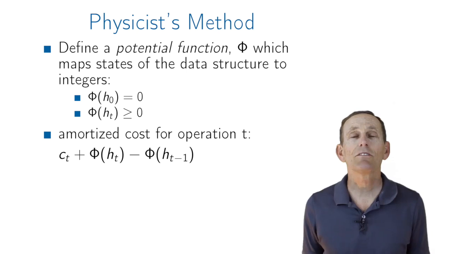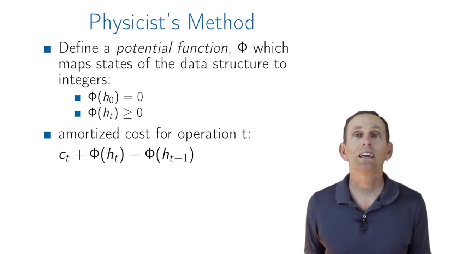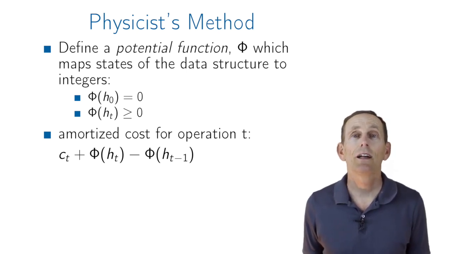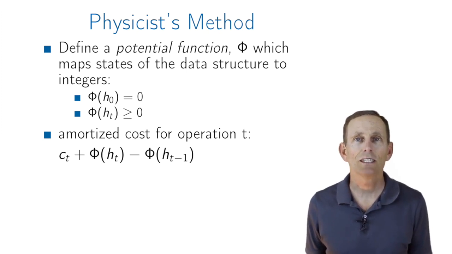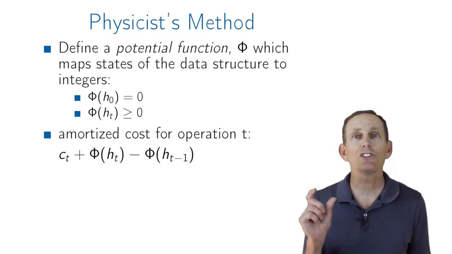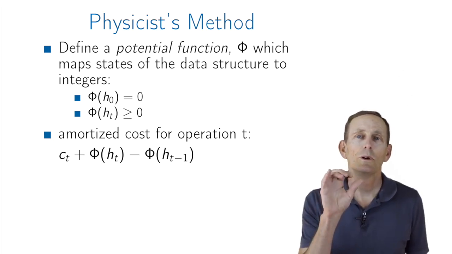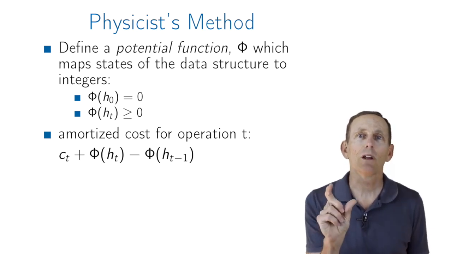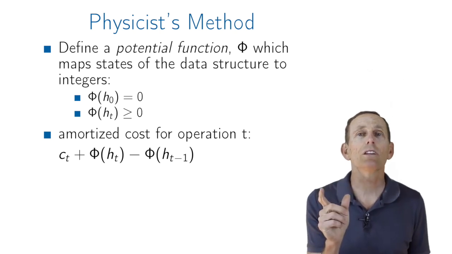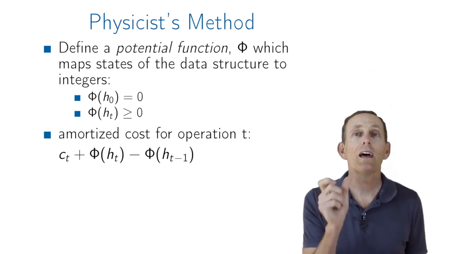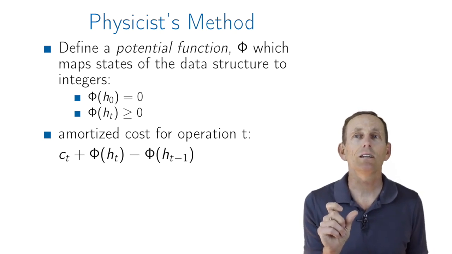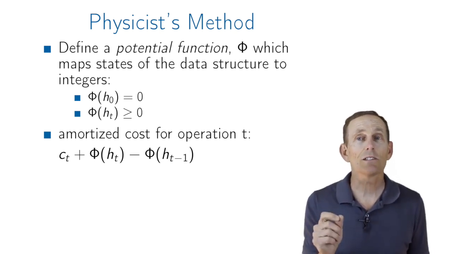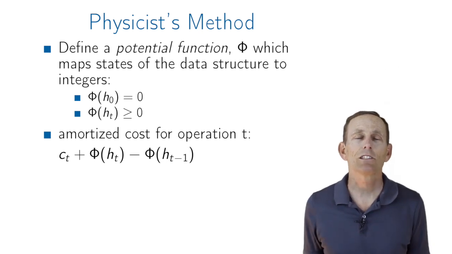All right. So once we've defined a potential function, we can then say what amortized cost is. The amortized cost of an operation t is c sub t, the true cost, plus the change in potential between before doing the operation and after doing the operation. So before doing the operation, we have phi of h sub t minus 1. After, we have phi of h sub t. So it's c sub t plus phi of h sub t minus phi of h sub t minus 1.